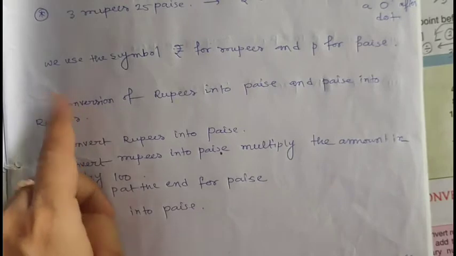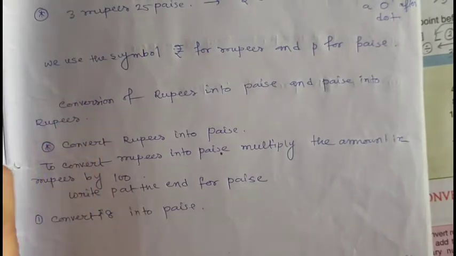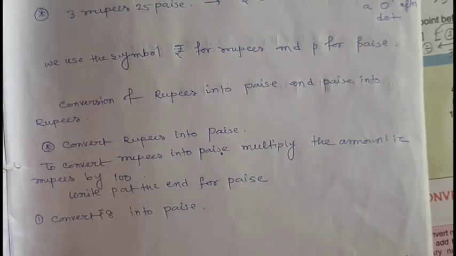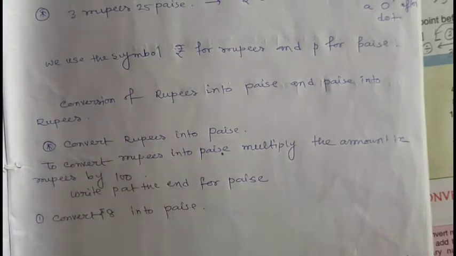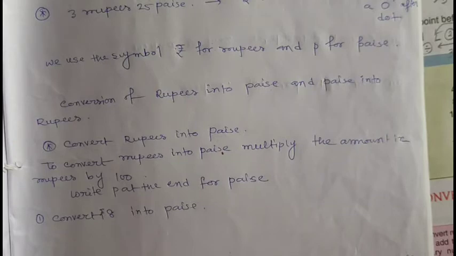So today our next topic is conversion of rupees into paise and paise into rupees. How can you convert rupees into paise and how can you convert paise into rupees? So first thing is to convert rupees into paise. To convert rupees into paise, multiply the amount in rupees by 100. Rupees থেকে paise convert করার জন্য আমাদের রুপিসে যে অ্যামাউন্টটা থাকবে সেটাকে আমাদের 100 দিয়ে মাল্টিপ্লাই করতে হবে. Okay, and write p at the end for paise.